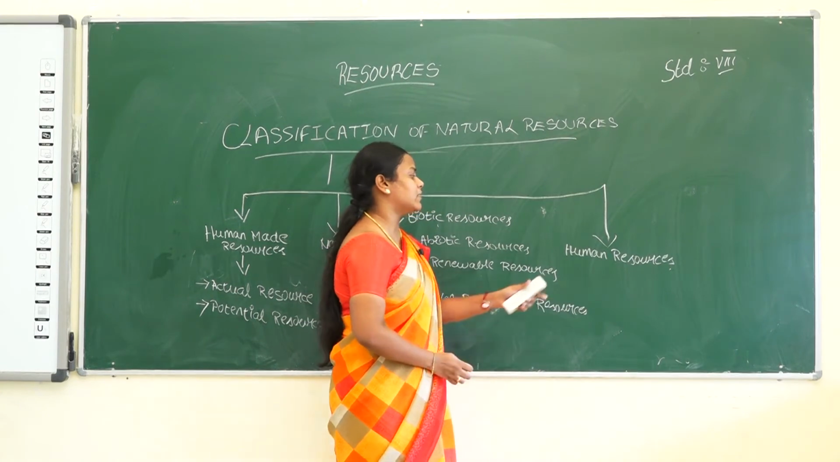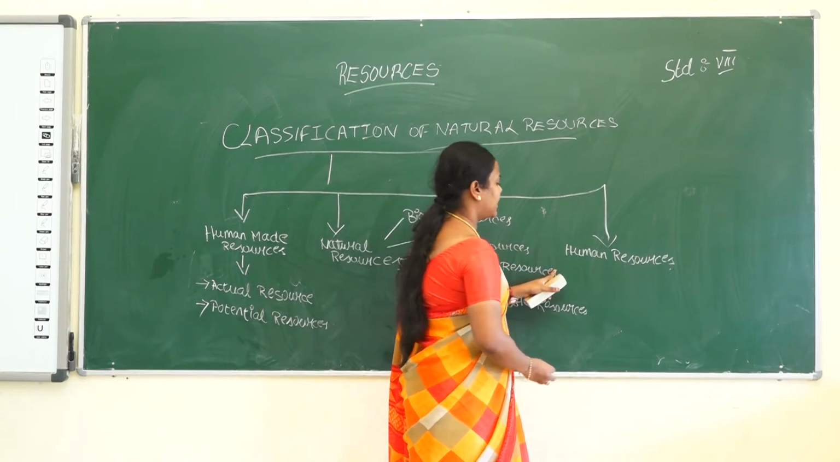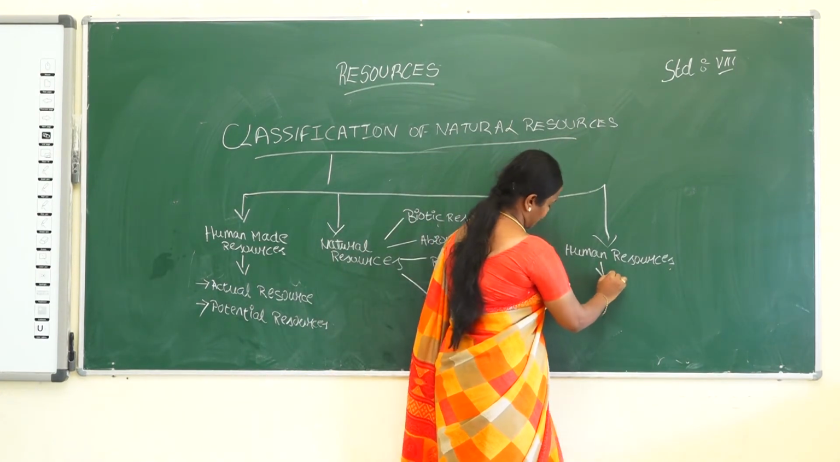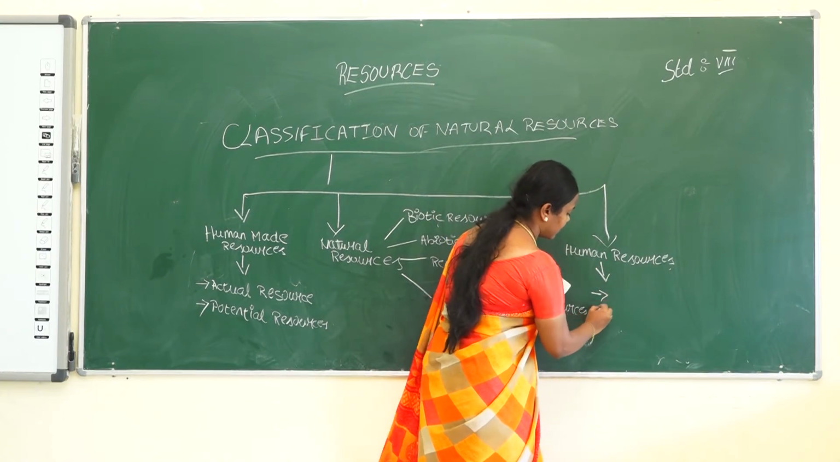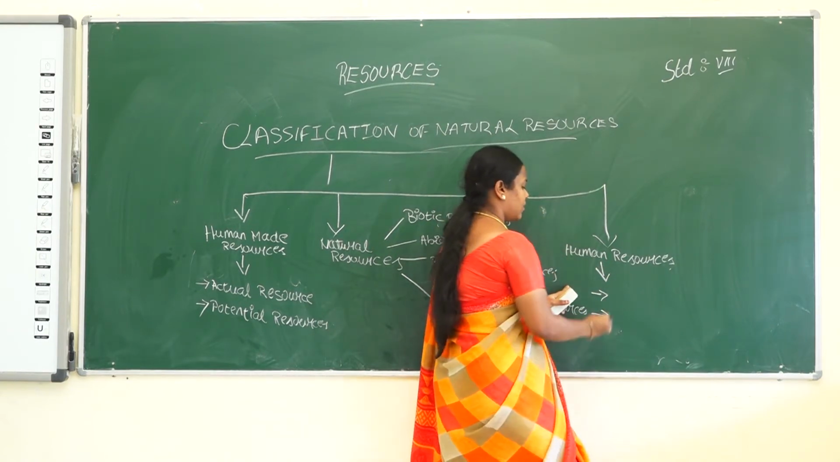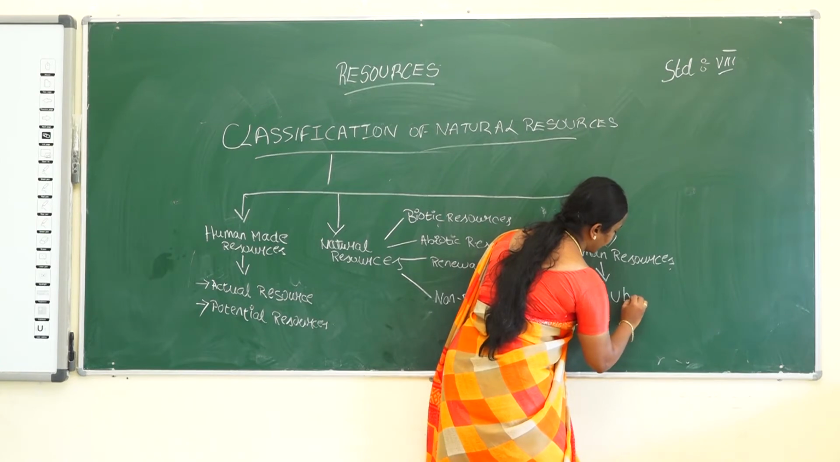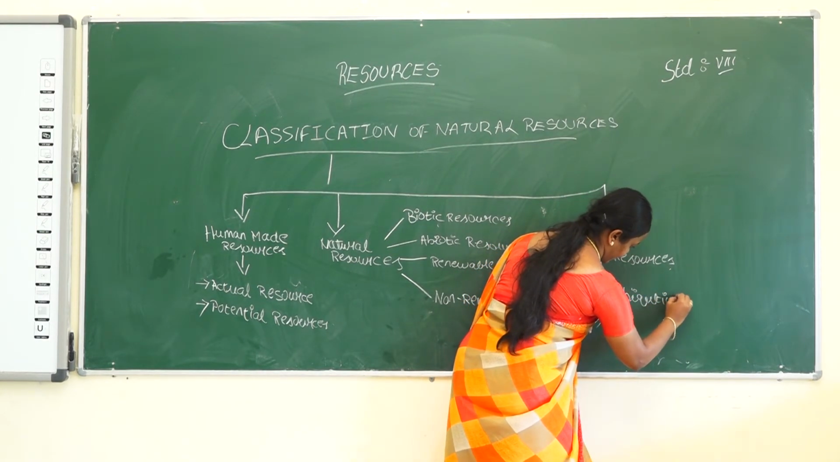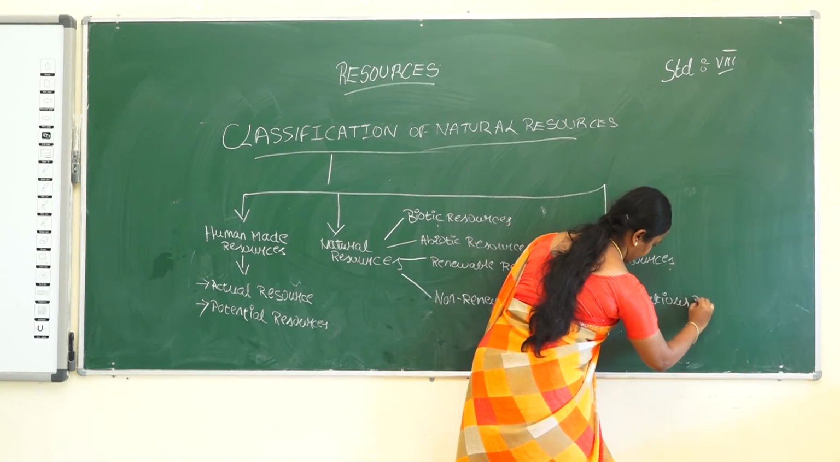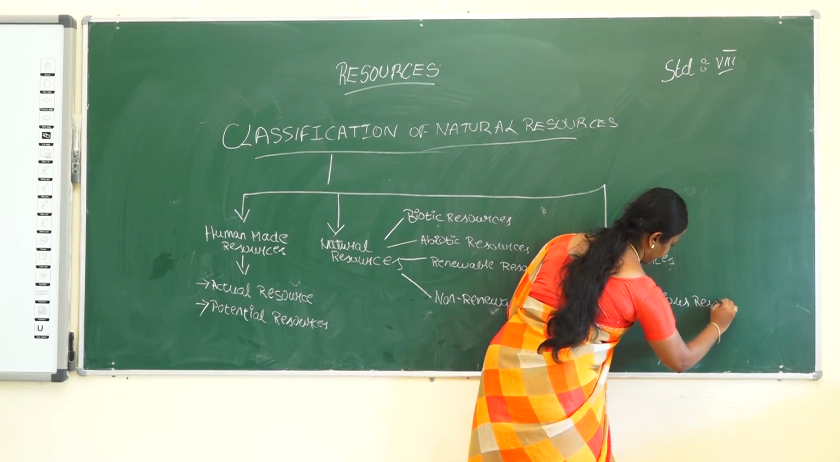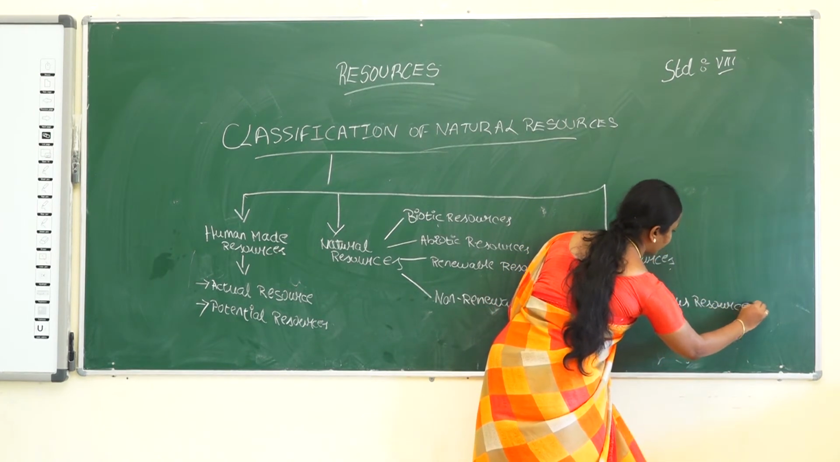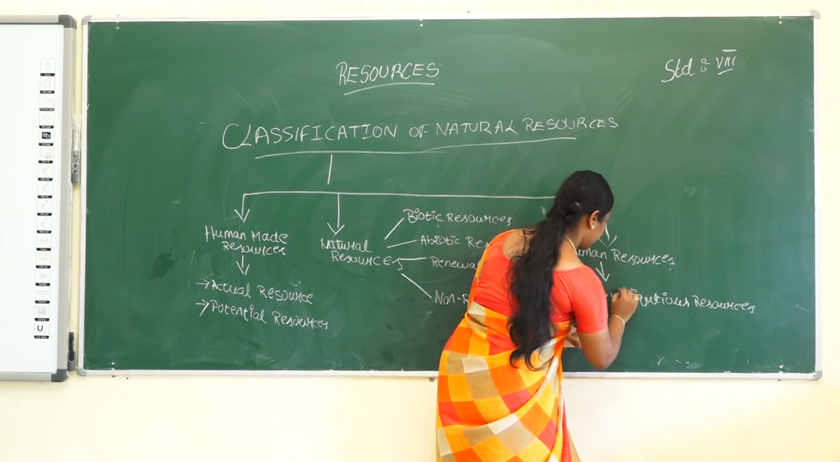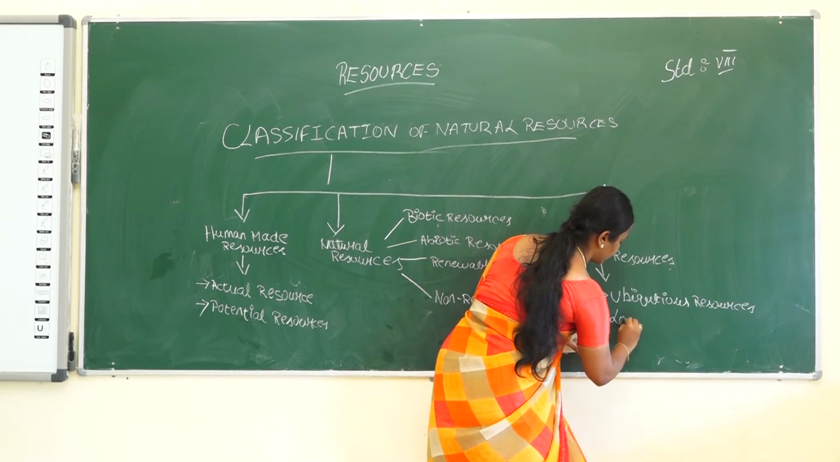Next, human resources. Human resources have been divided into two categories. One is ubiquitous resources, and another one is localized resources.